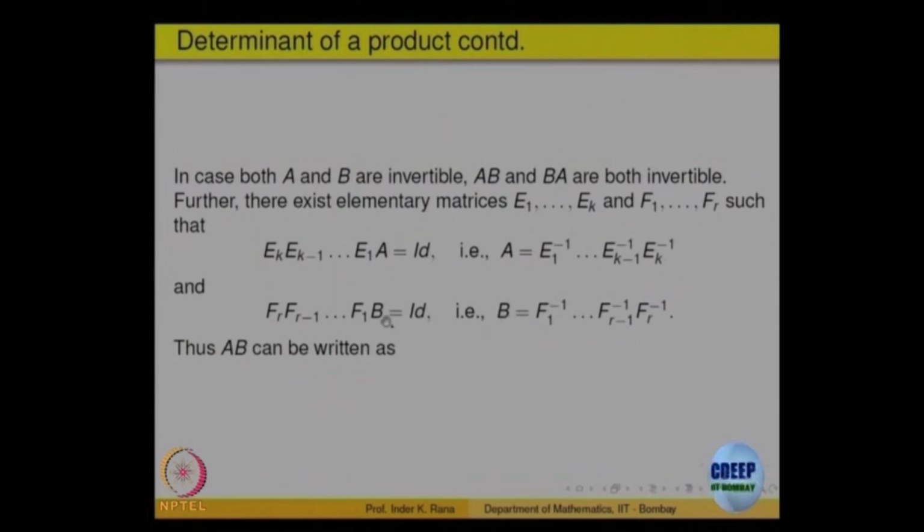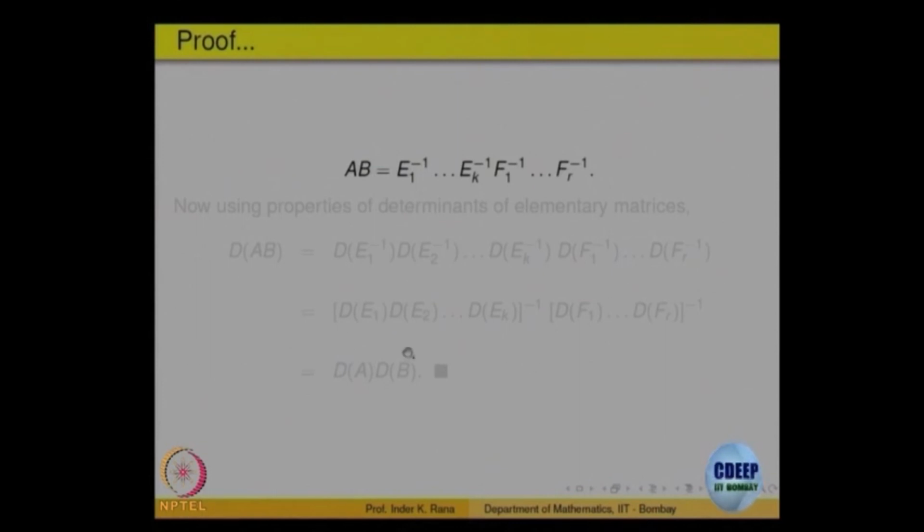Similarly, what is B? B is again invertible, so its reduced row echelon form is identity. So, I should be able to pre-multiply it by elementary matrices so that it becomes identity. That means B is equal to this. So, I know what A is, what B is. What is AB? This is A, this is B, I multiply them both. So, AB is equal to E1 inverse up to Ek inverse, F1 inverse up to Fr inverse, that is B. Now, all of them are invertible matrices, so that is invertible.